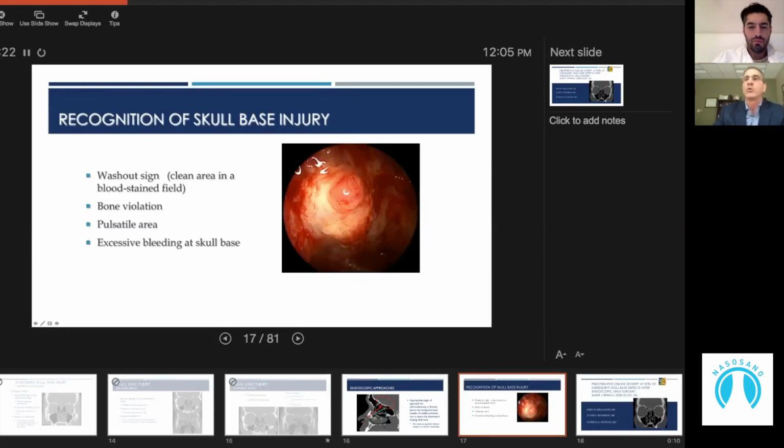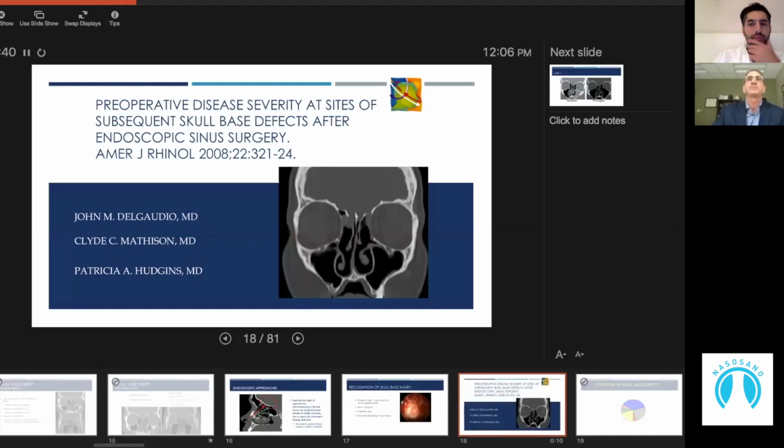If there's any bone violation or any pulsatile tissue, we need to be concerned. Excessive bleeding at the posterior skull base also can be indicative of a posterior ethmoid artery injury. If we have a posterior ethmoid artery injury, that is almost always in the skull base, so it's usually associated with a skull base breach.